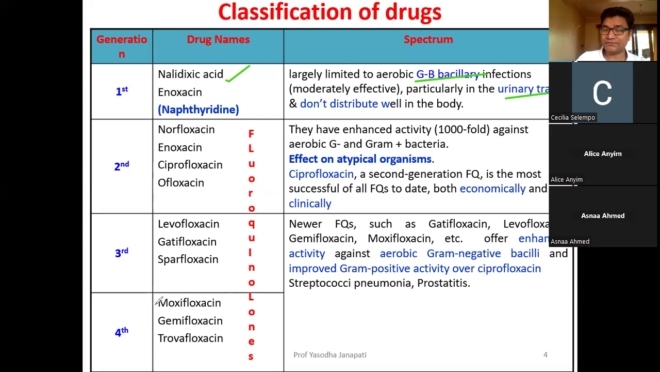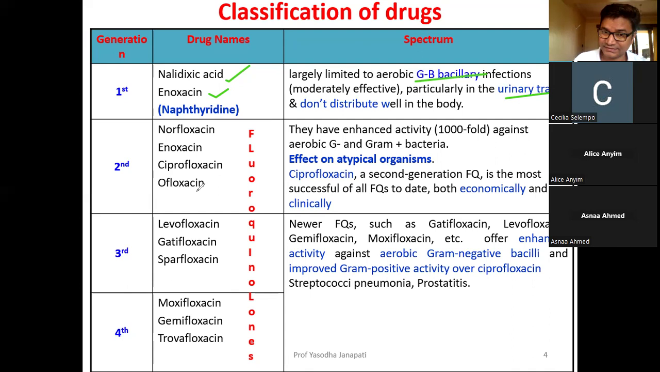The remaining second, third, fourth generations are called fluoroquinolones because a fluorine atom is present on the quinolone nucleus. Fluorine atom is present on the nucleus. So you can see it. Norfloxacin, enoxacin, again, some of them we kept here. Some textbooks tell us first generation, some tell us second generation. So don't get confused. That's why I kept both places.